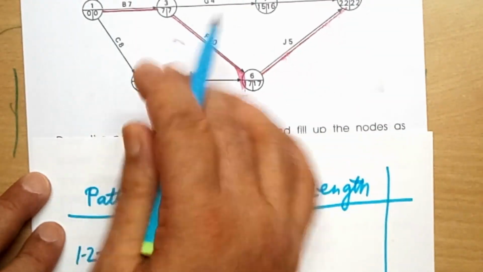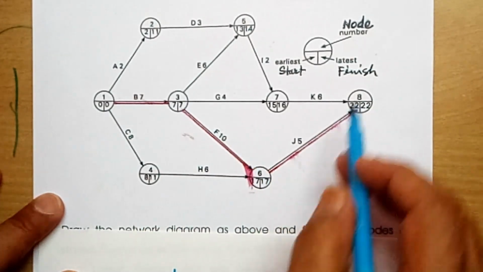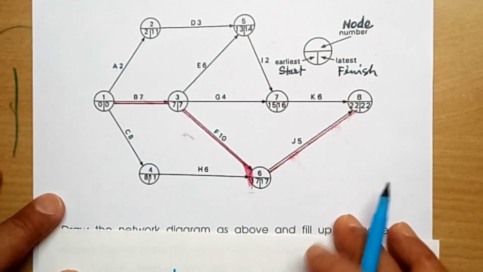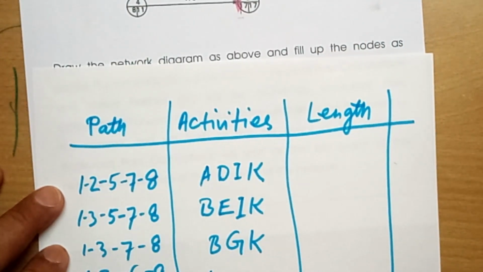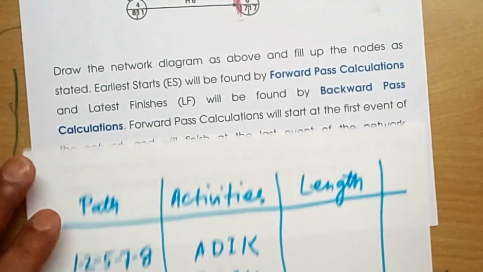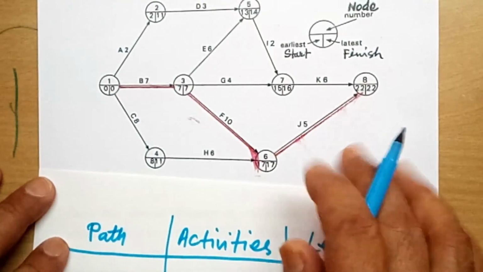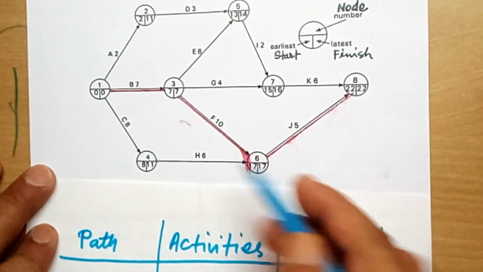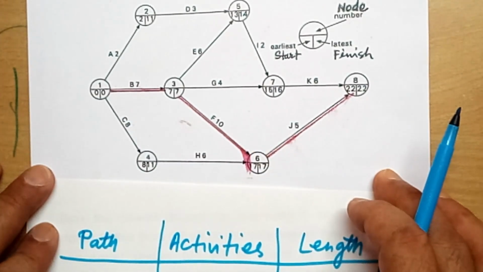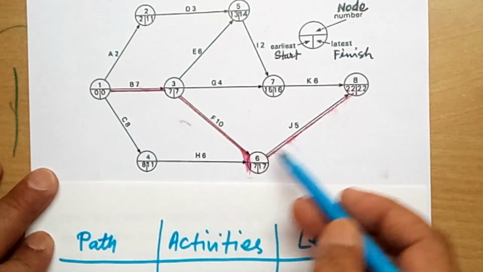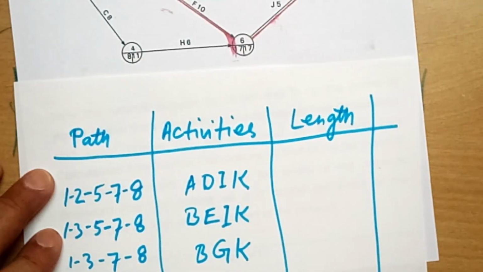The next path was 1, 3, 6, 8 by node numbers, and by activity now we'll call it BFJ. The path by activities is BFJ. The last path was 1, 4, 6, 8 by node numbers. That was the path by node number, and now by activity this will be CHJ. Simply CHJ.